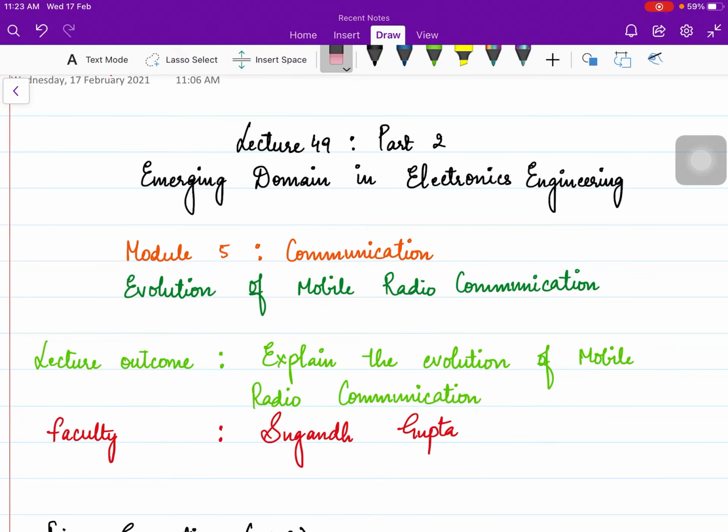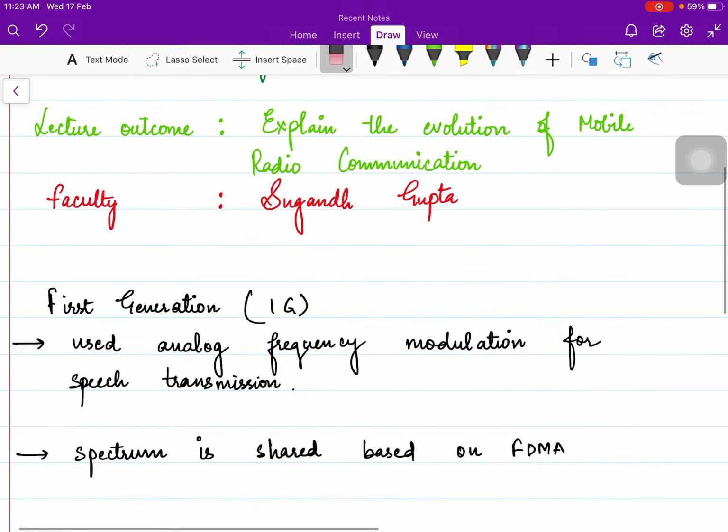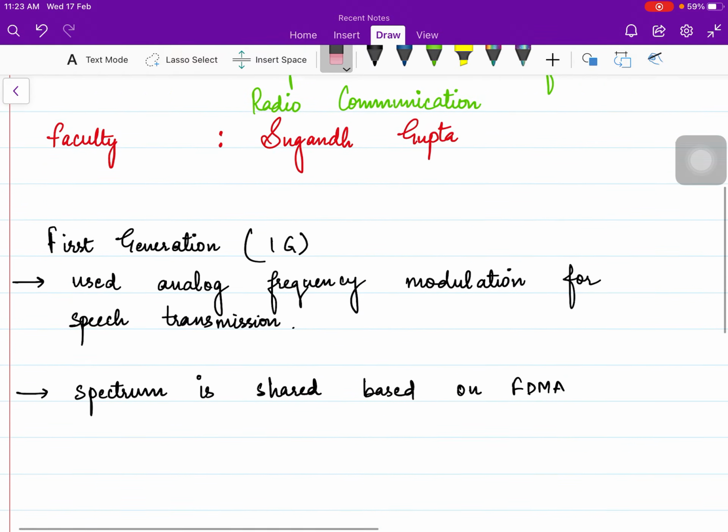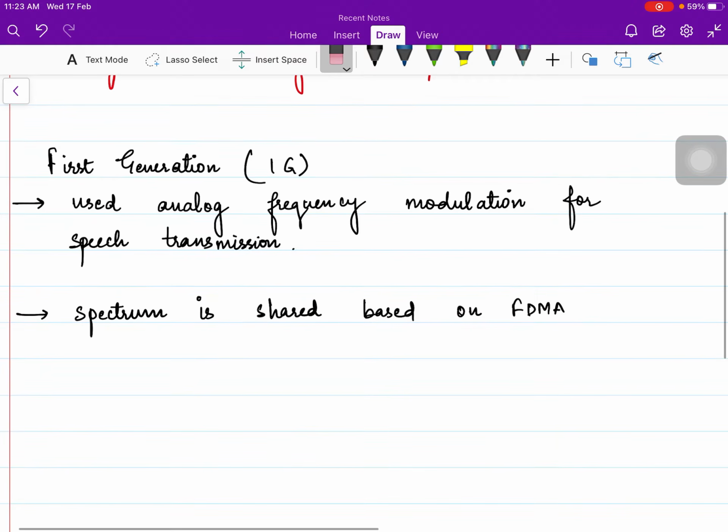So let us start. If we talk about the first generation, for all the generations we will talk on some particular points. The first point that we should keep in our mind is what type of data was transmitted in that particular generation. First of all, being a student or learner, you need to recall which type of data was sent in the generation you are studying.